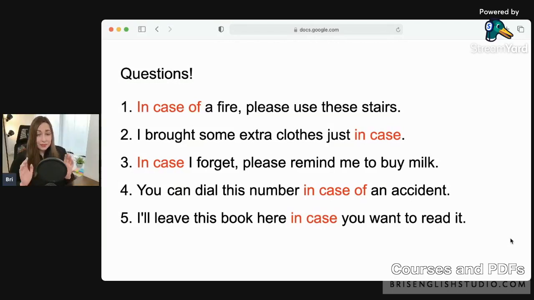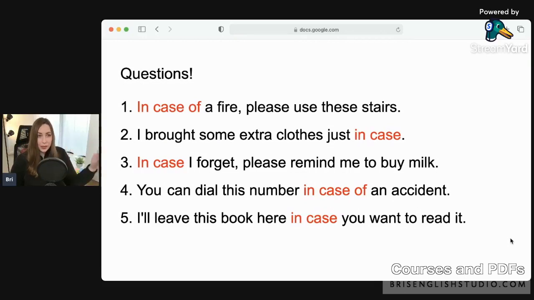Very good. So this means I don't know if you want to read it or not, but there is a possibility that you want to read it, I think. So I'm going to leave this book here, all right? Because there's a possibility. Okay, very good. So I think a lot of you got all of the answers correct, which is wonderful.